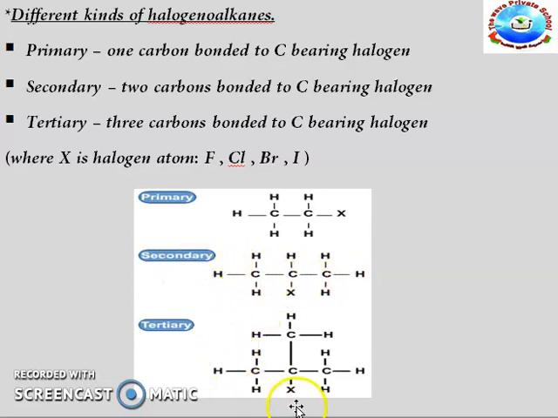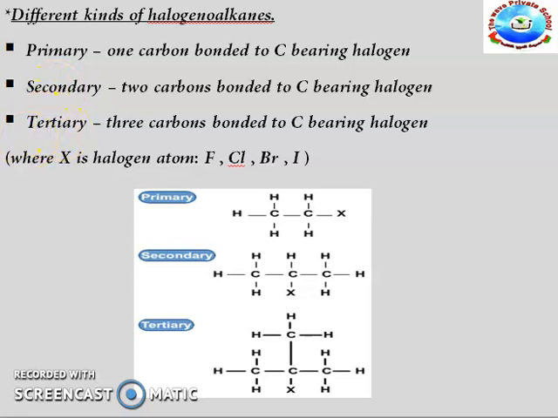Let us proceed to tertiary, where you can see X. See, this is X. It is bonded with this carbon atom. Now this carbon is attached to how many carbons? 1, 2 and 3. Got the difference? This carbon is bearing 3 carbon atoms. So the halogen atom is attached to a carbon which is attached to 3 carbons. That's why this is called the tertiary kind of halogenoalkane. So, clear with the different kinds of halogenoalkane: primary, secondary and tertiary.